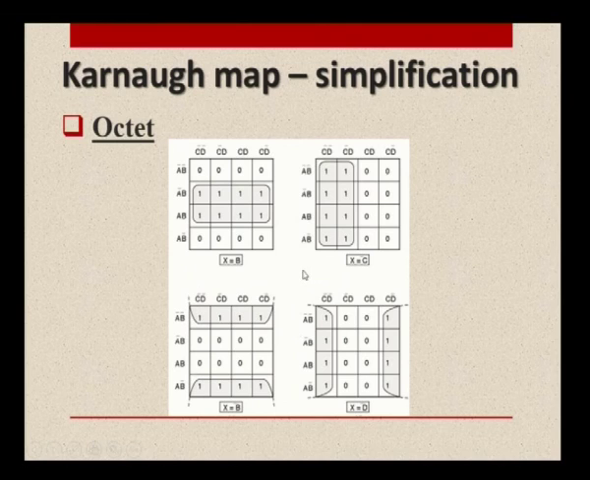And now we will have a look at how an octet is recognized. In the case of octet recognition also, the 8 terms could be in 2 separate rows, horizontally, vertically, and again in the rolled formation. When the table is rolled horizontally, the 8 ones will come together. Here it is rolled vertically, and the 8 ones will come together.